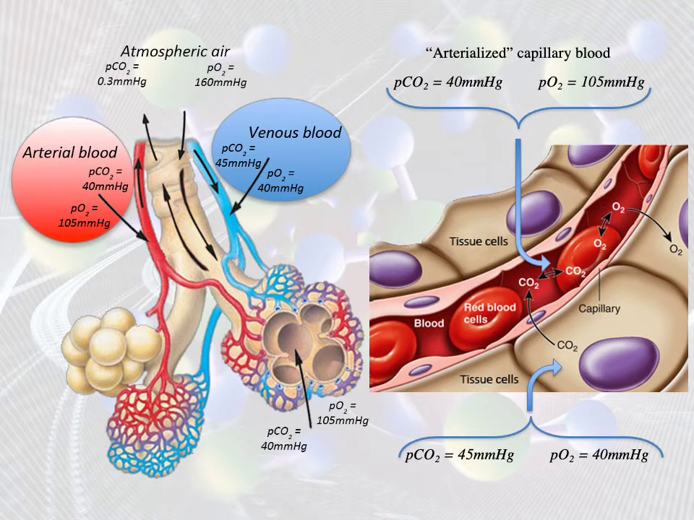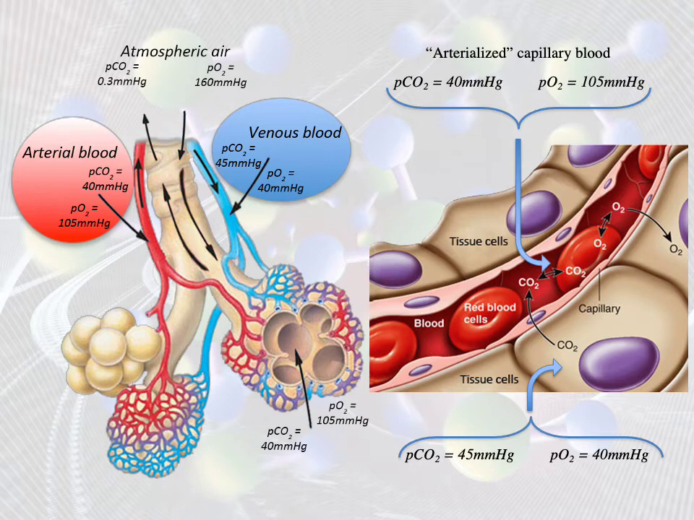All right, so let's take a look at this. Actually, two different diagrams. If you draw an imaginary line down the center of the slide, the left part is what's happening in the lungs, and the right half is what's happening out in the peripheral tissues. Okay, so let's start with the lungs. We'll start with venous blood.